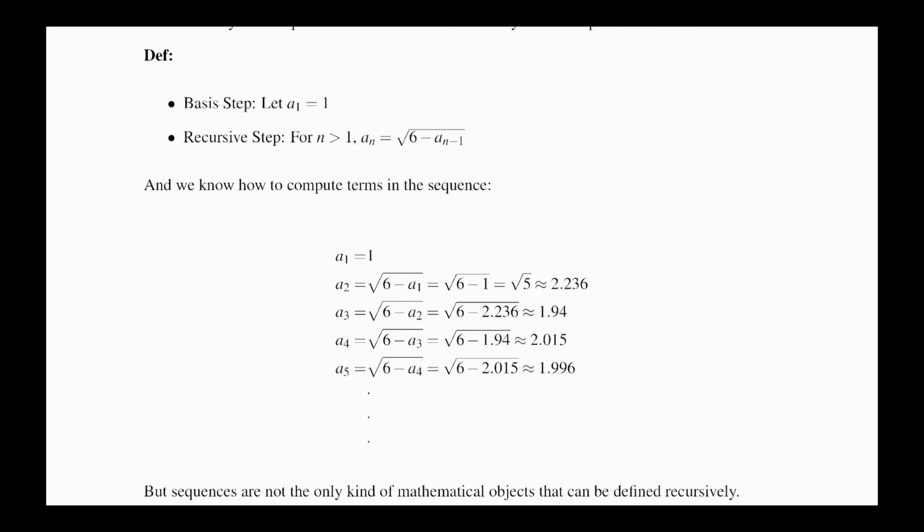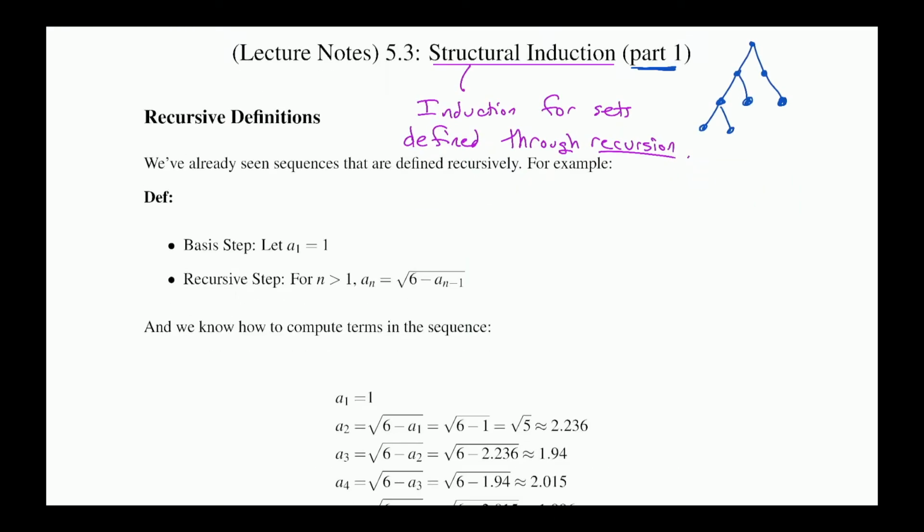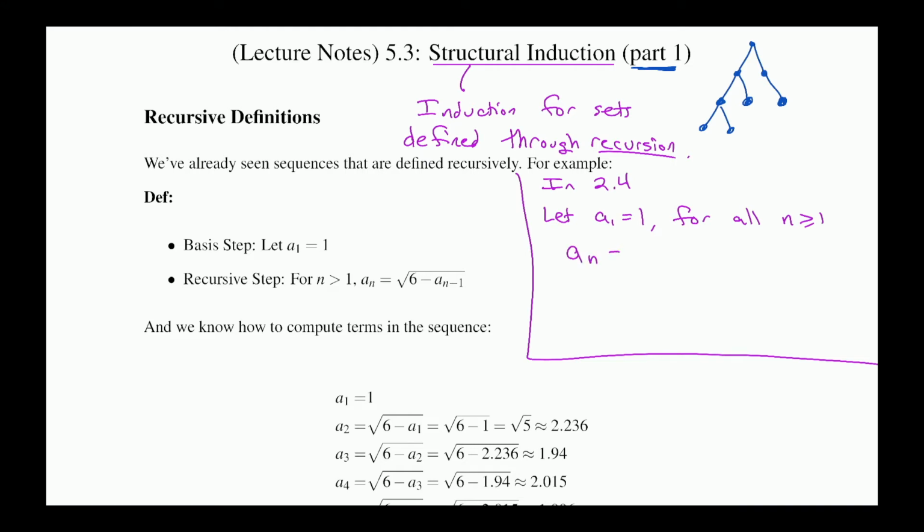So, ignore this definition that I've got here. I was just waving at it with my hands, and I realized that you can't see that. So in section 2.4, we did stuff like this, right? Like we said, let a1 equal 1, and then we would say, for all n greater than or equal to 1, a_n is square root of 6 minus a_{n-1}, right? And that was what we called a recursive definition for a sequence.